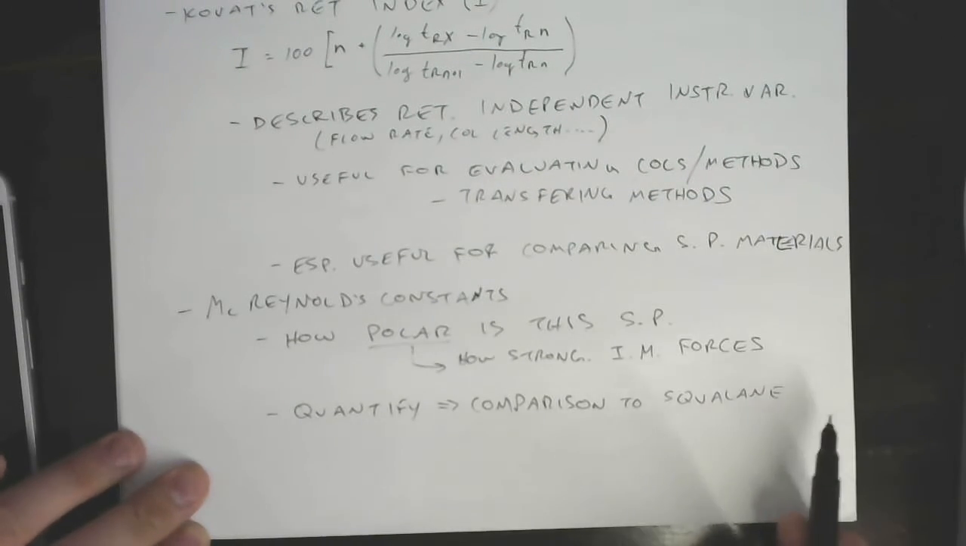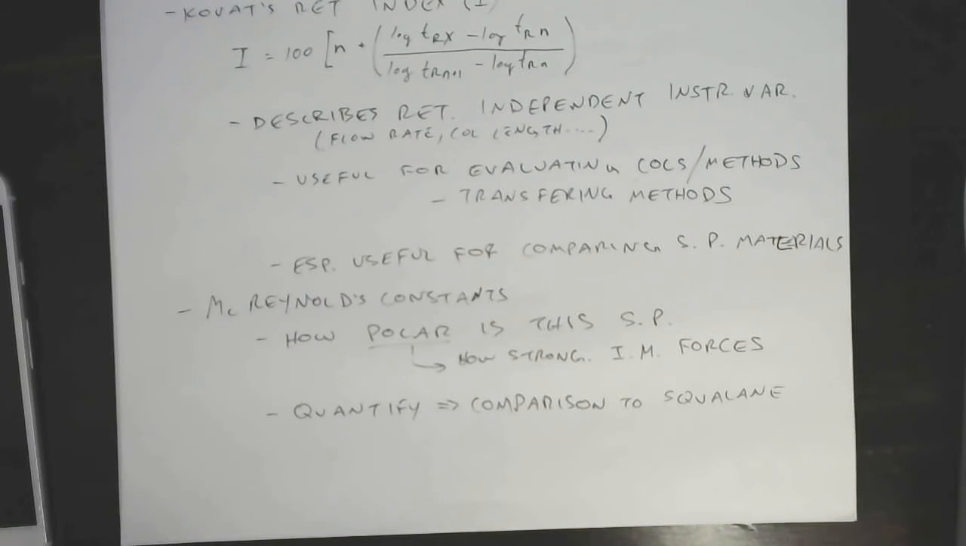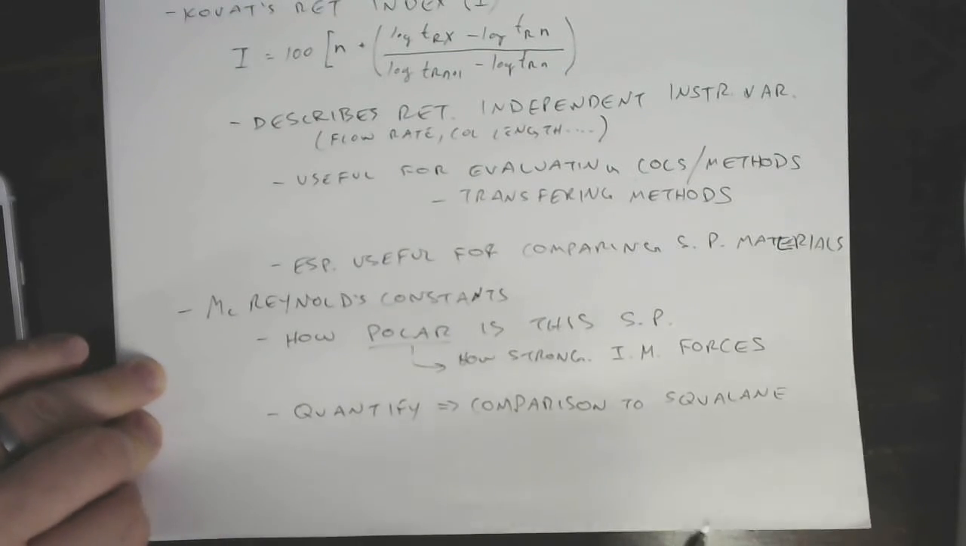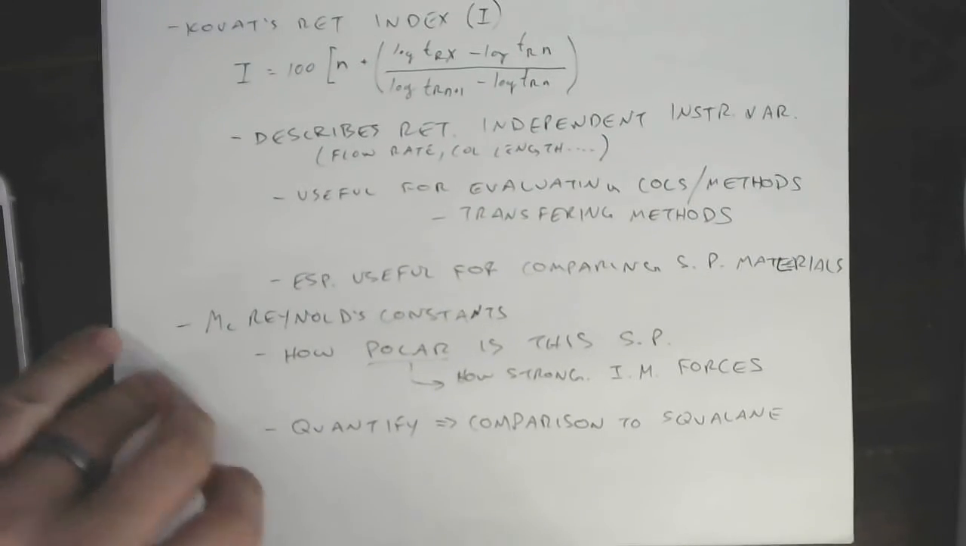So remember we said squalane is a C30 saturated hydrocarbon. The only intermolecular forces squalane is applying to analytes that pass over it are van der Waals interactions. So we're going to basically call this as nonpolar as it gets. In order to get these McReynolds constants, we are going to consider 5 different model analytes. So McReynolds constants consider these 5 model analytes.